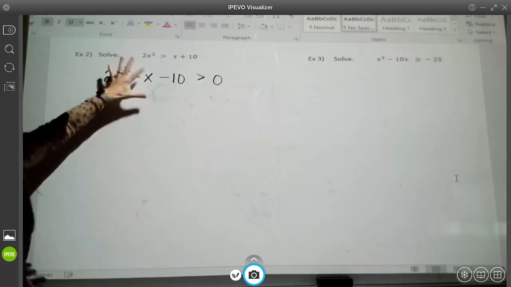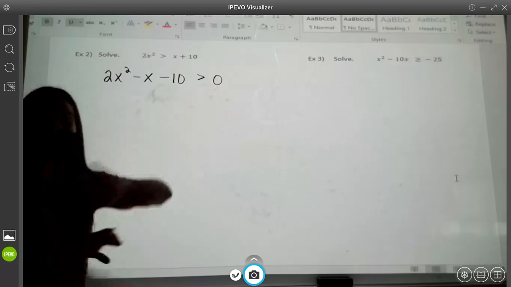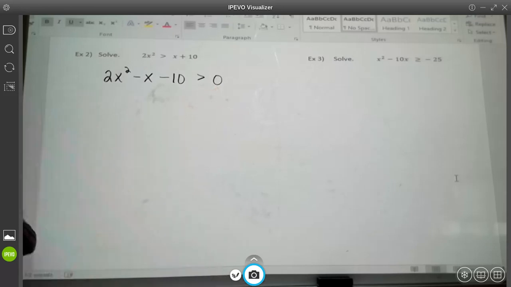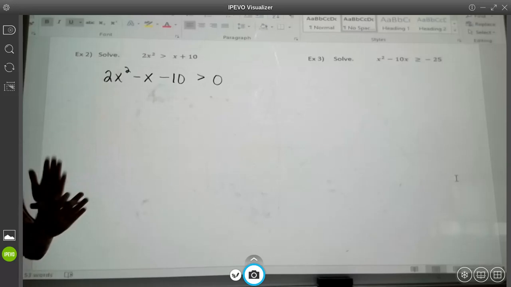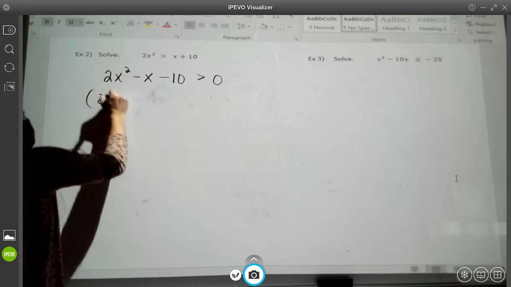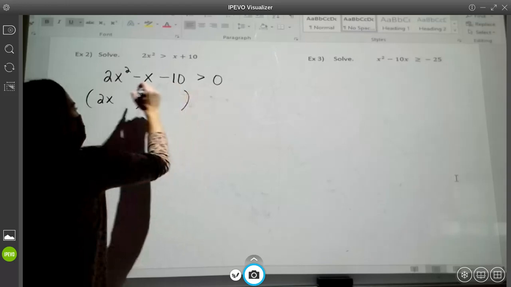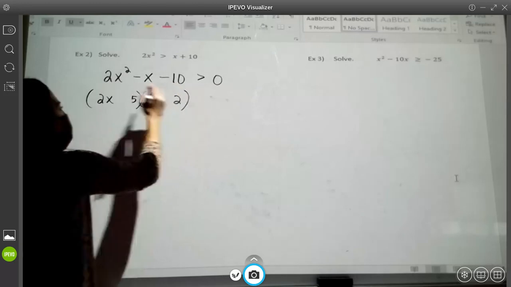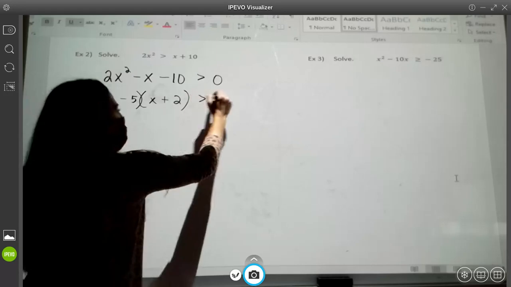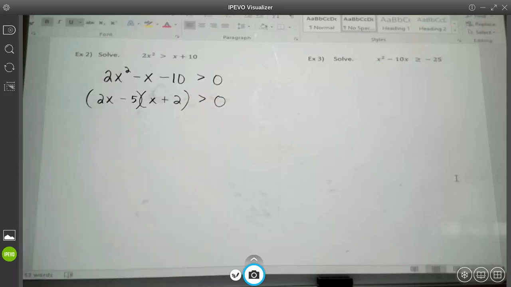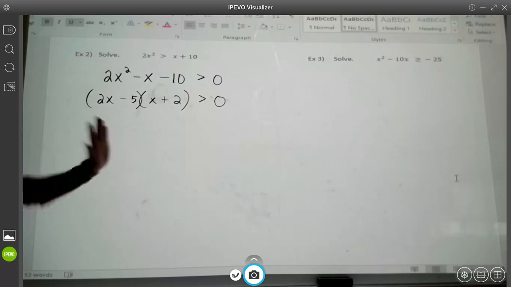All right, I'm going to hope this factors. Let's find our zeros. Let's find those boundary numbers. All right, it factors very, very nicely. You gotta love when it factors. Set your factors equal to 0. And x could be 5 halves or negative 2. Everybody good with that so far?